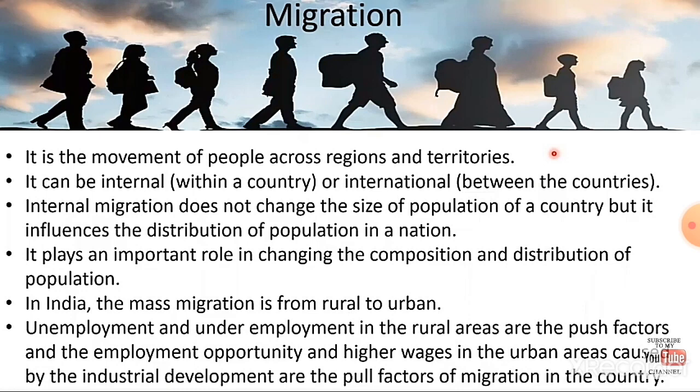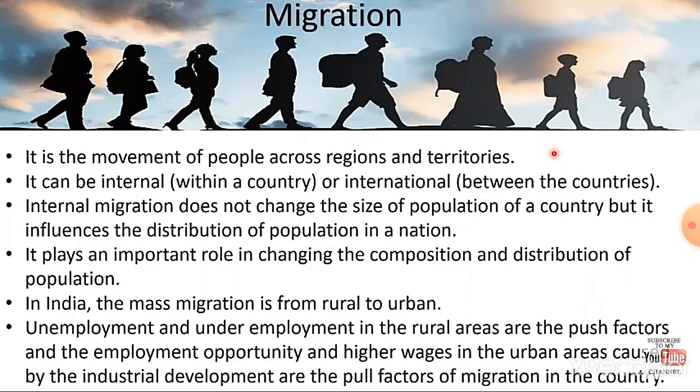It plays an important role in changing the composition and distribution of population. In India, the mass migration is from rural to urban areas, that is village to city areas. So nowadays the agriculture process is going down.